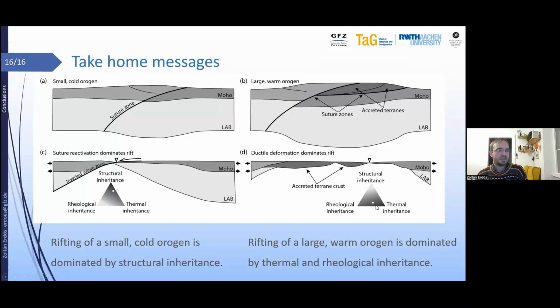We argue that it's very challenging to decipher which one is more dominant, but we would argue, as you can see on this ternary plot, that the thermal inheritance is probably overpowering rheological inheritance, because the addition of microcontinents, more sutures, and more rheological inheritance doesn't really change the style of deformation that much in these models.